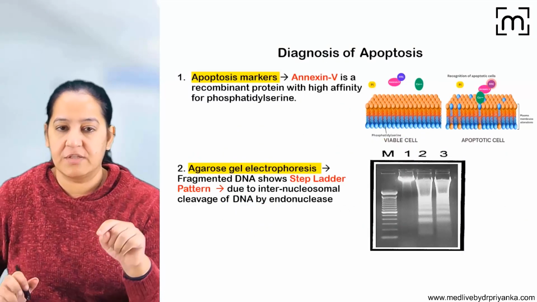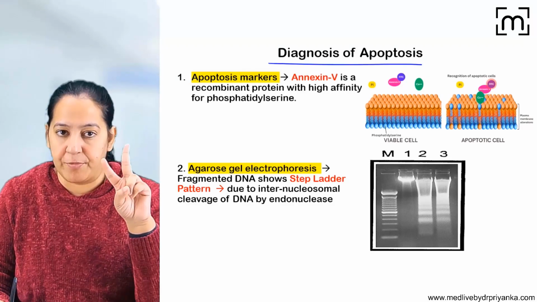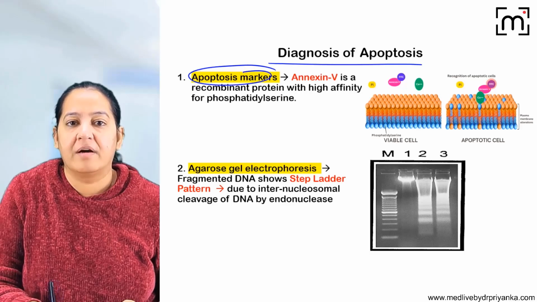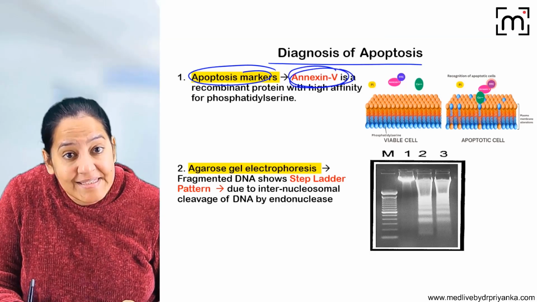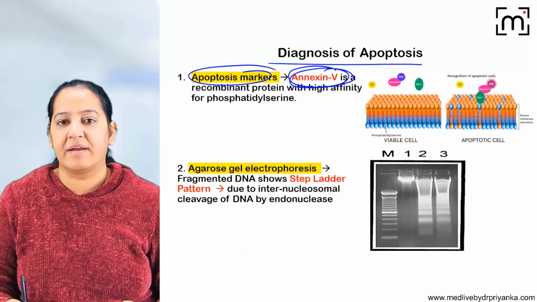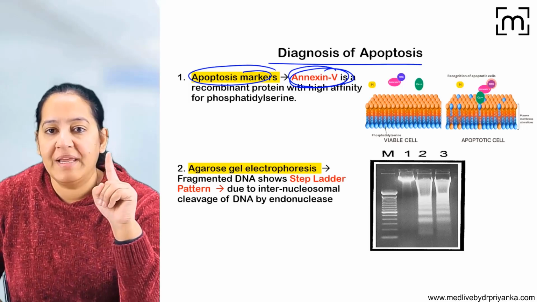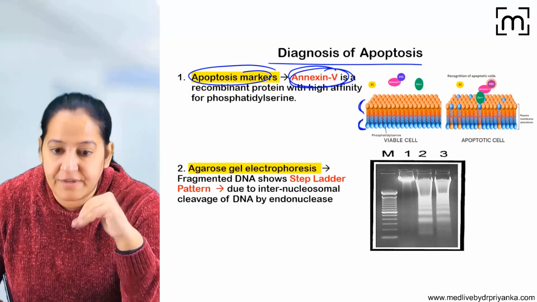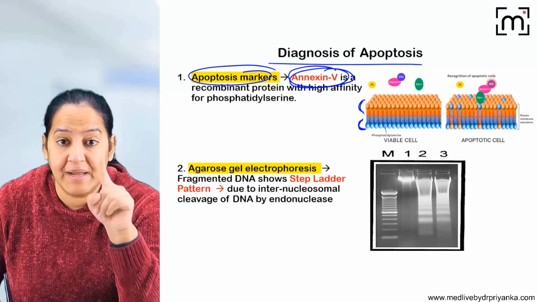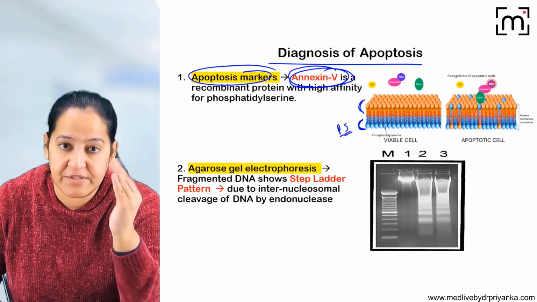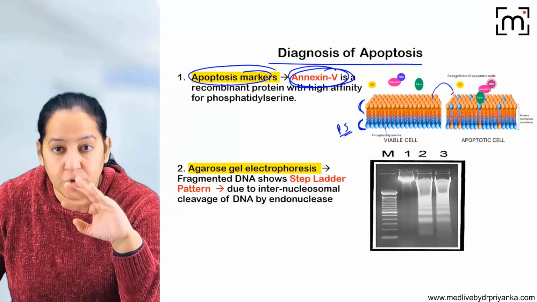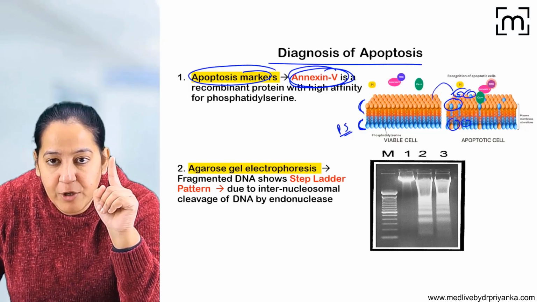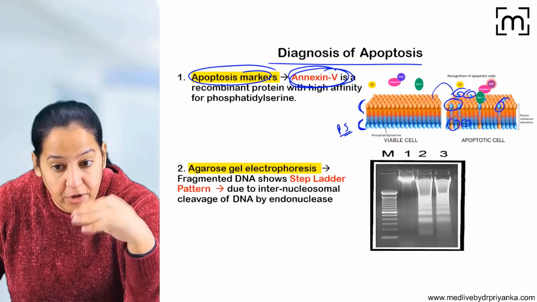Now coming to the diagnosis of apoptosis, there are 2 ways to diagnose apoptosis. Number 1 is the apoptotic marker. The name of the apoptotic marker is Annexin 5. Normally, this is the cell membrane, and phosphatidylserine, a phospholipid, is present on the inner surface of the cell membrane. But during apoptosis, due to the flip-flop, some of these blue phosphatidylserine molecules come onto the outer surface.